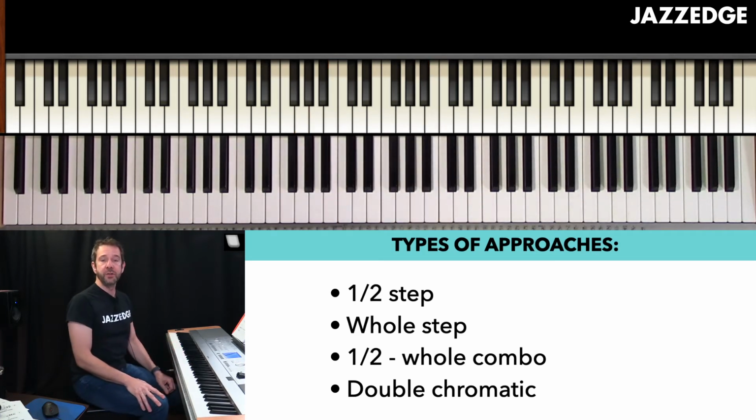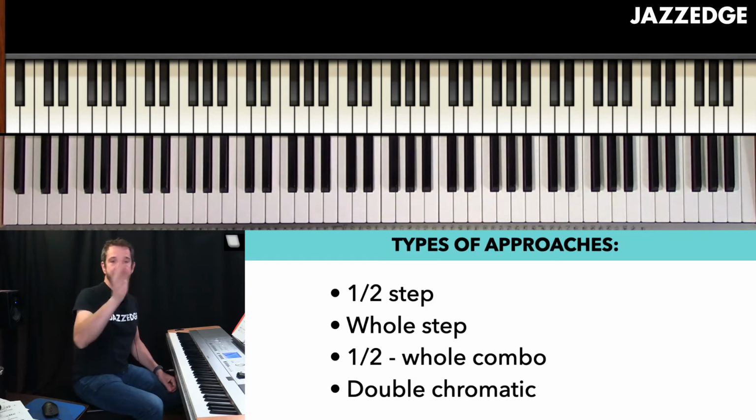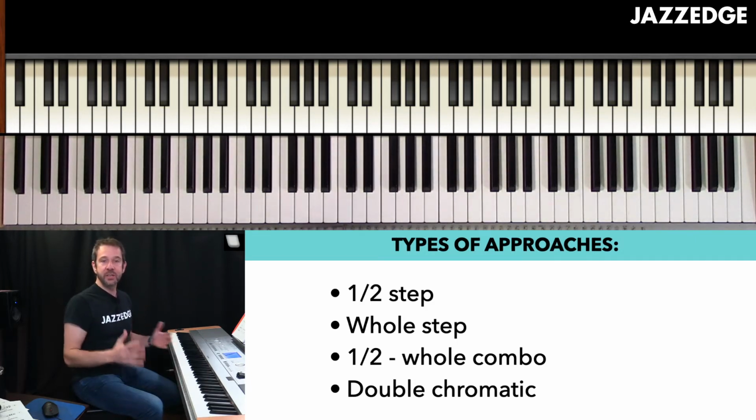Okay? I can also do double chromatic. Double chromatic is, if I'm trying to get to B, I go A sharp, then B. Or I go C sharp, C, down to B. And guess what? I could do combinations of all of those. So let's talk about how we could start to put this into practice.